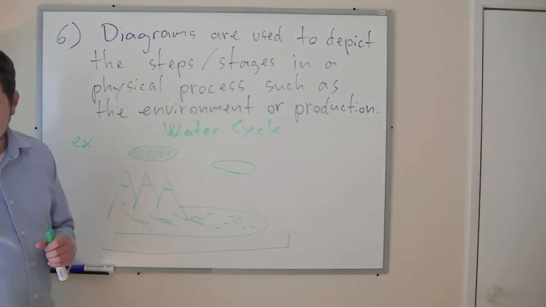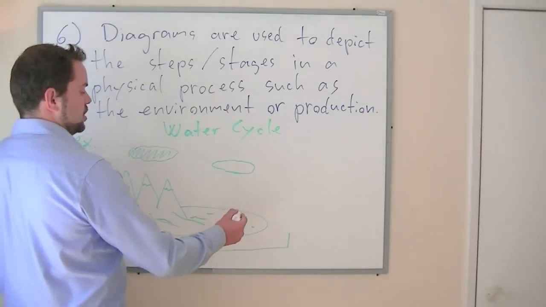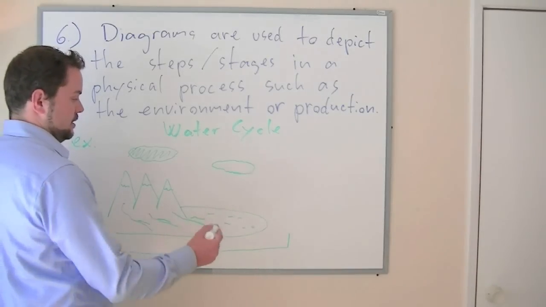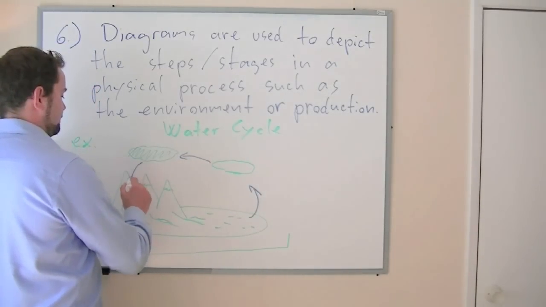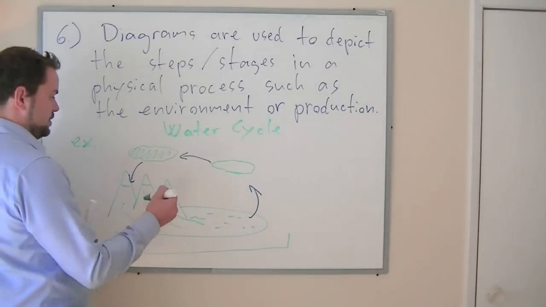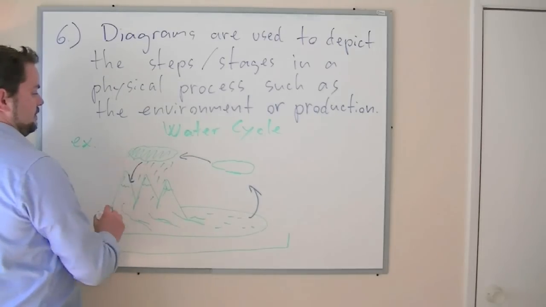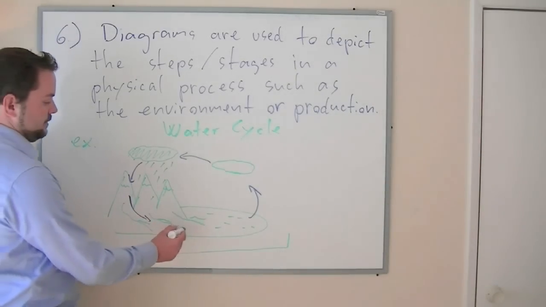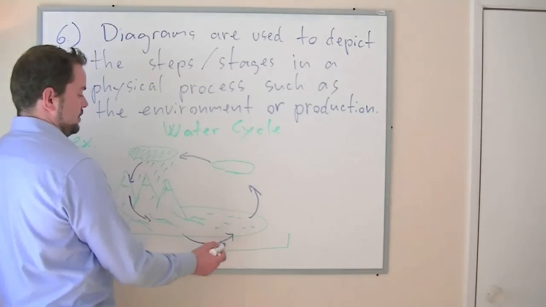And of course what you'll see when you're looking at a diagram is you'll see some arrows which show the direction of the process. So let's have an arrow here, over here, over here. Oh yes, let's not forget about the rain, of course. So we have some rain that's falling on the mountains. We might have another arrow here, and then perhaps another arrow here.